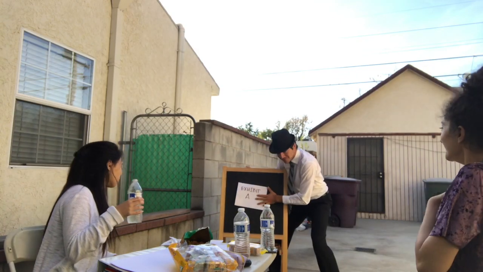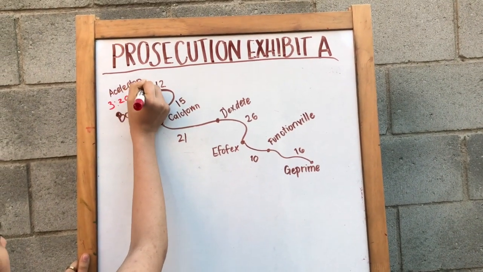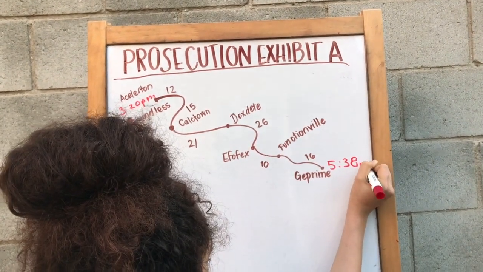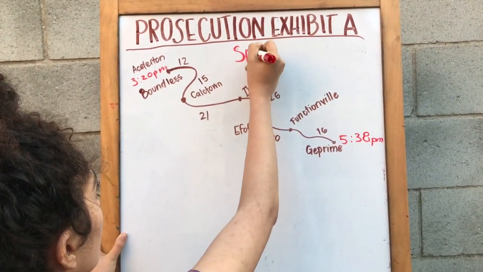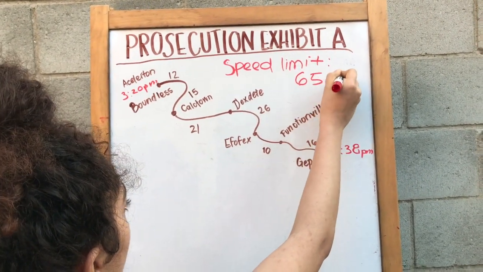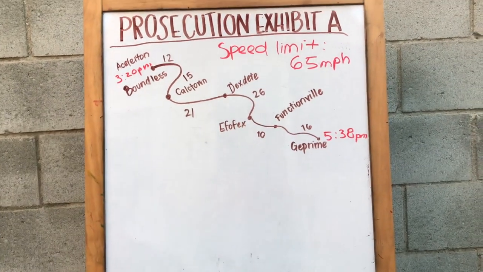Exhibit A! The trial has begun and the prosecution has brought forth Exhibit A. Exhibit A shows a map of the different towns Ms. Morrison drove through. To find the slowest speed that Ms. Morrison could have gone through for her whole trip, we must divide the total distance by the amount of time it took for Ms. Morrison to go from Acceleratron to G prime.